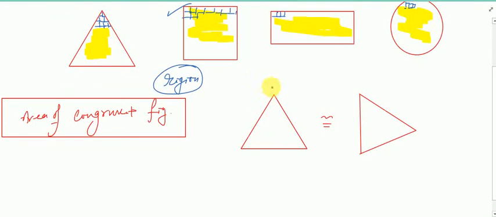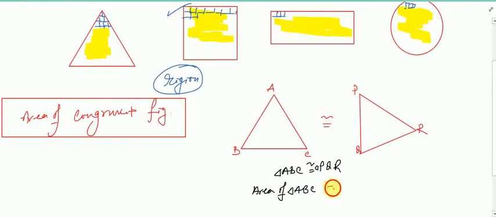Then if this is ABC and this one is PQR, in these cases triangle ABC is congruent to triangle PQR, right? So we can say the area of triangle ABC is equal to the area of triangle PQR. This definitely holds. Okay, and this is called the area of congruent figures.